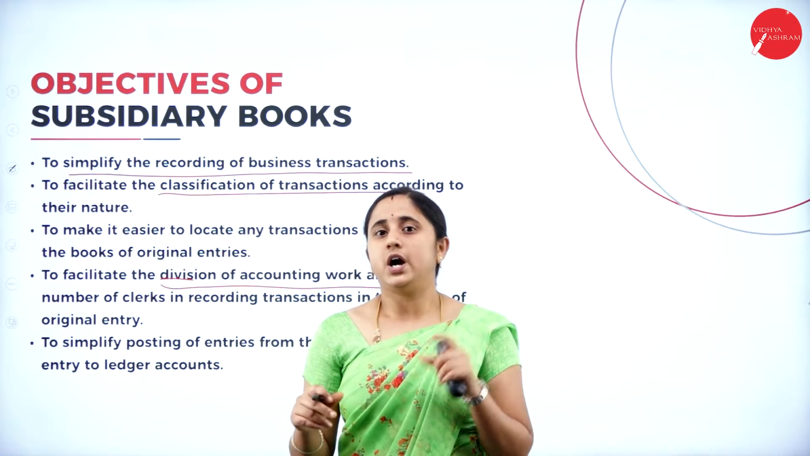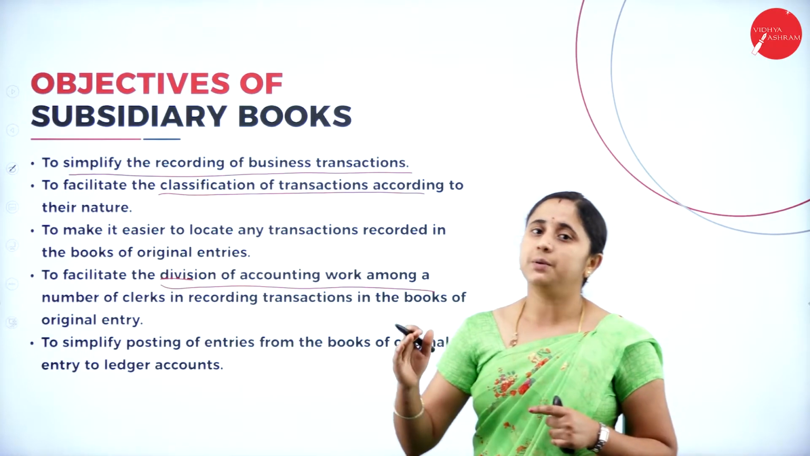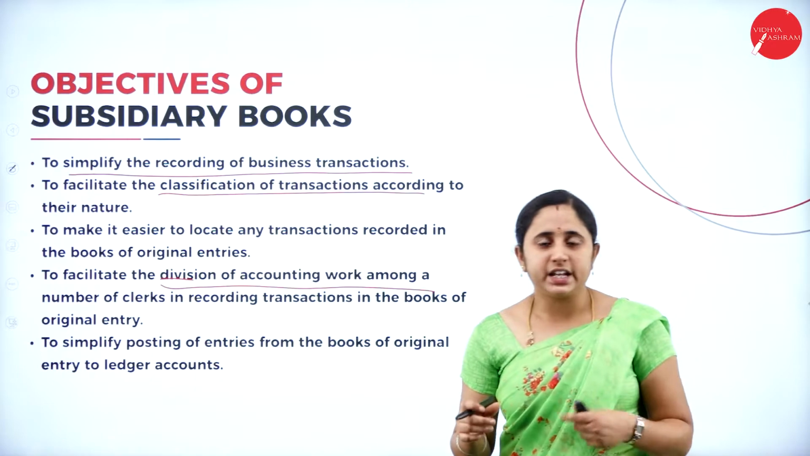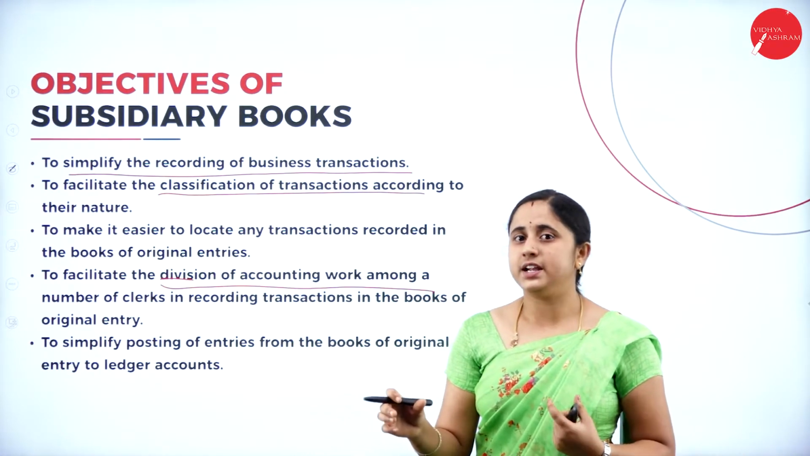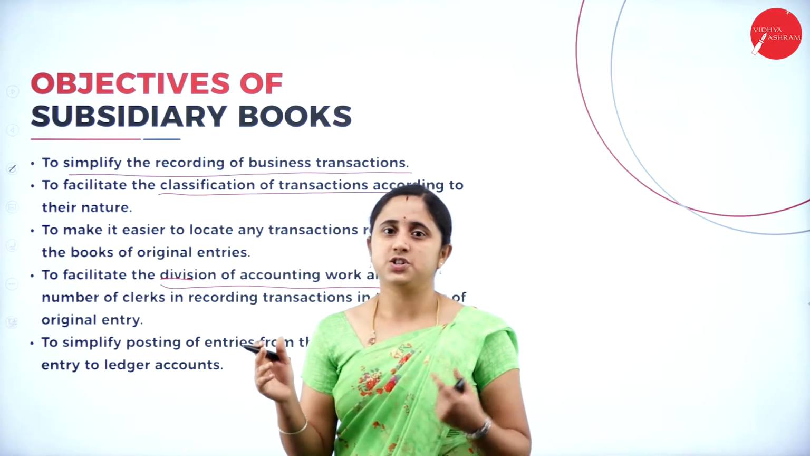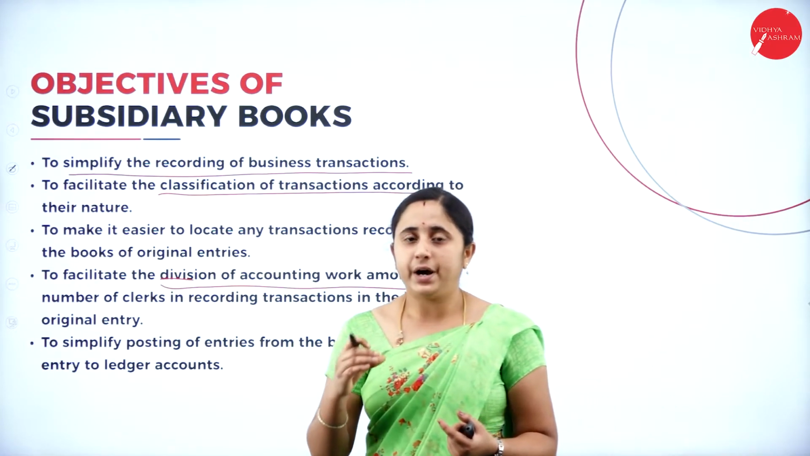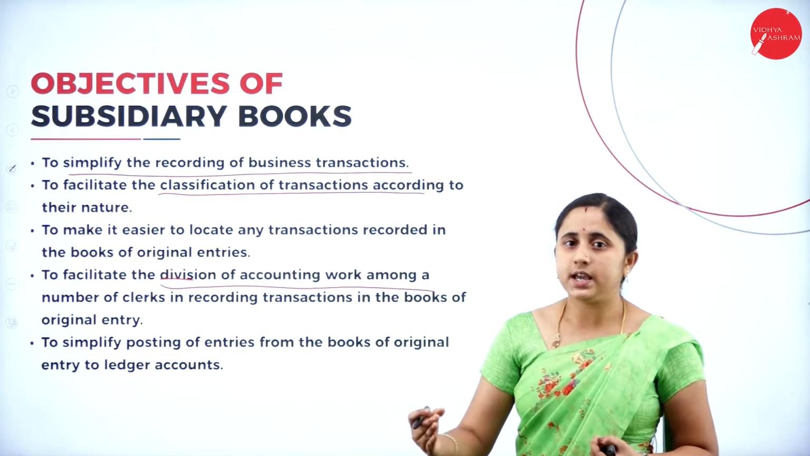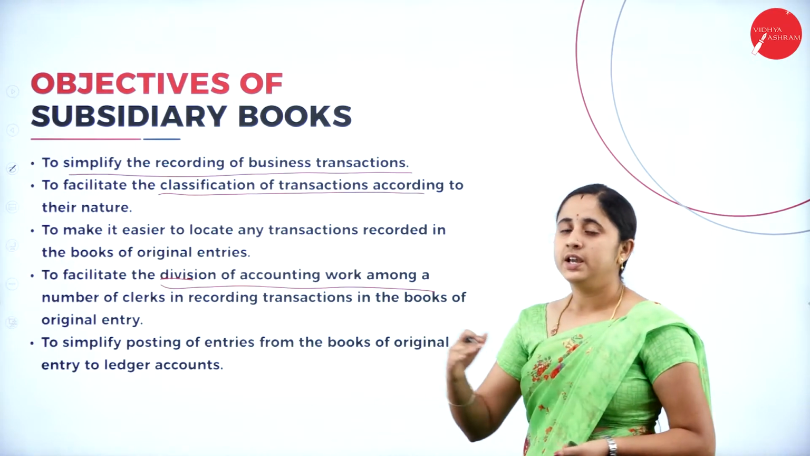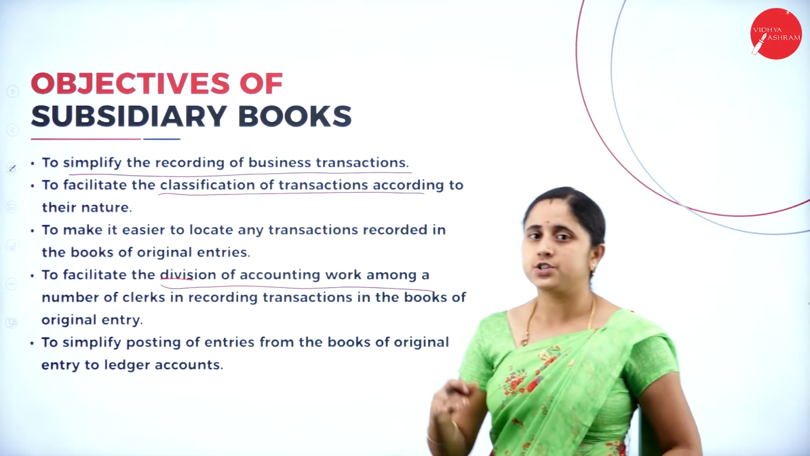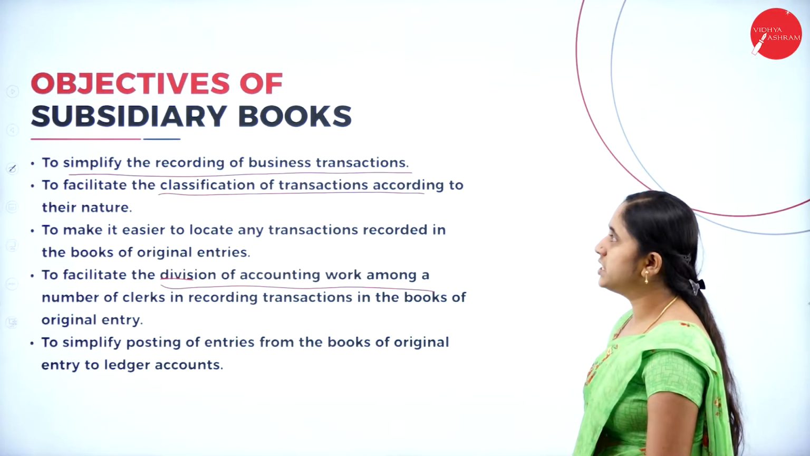For example, you are preparing a purchase account, which means all the purchase transactions you will post in the purchase ledger. So a subsidiary book gives the detailed information about a particular account. In the purchase ledger, you need to record all the purchase transactions. So the subsidiary book of purchase gives the full information about the purchase only. So it is easy to record and post them into the ledger. Subsidiary books help to post all the transactions into the ledger. So these are all the objectives of subsidiary books.